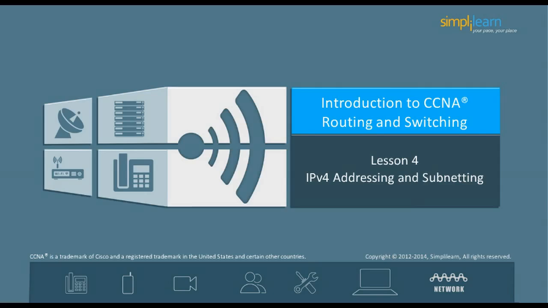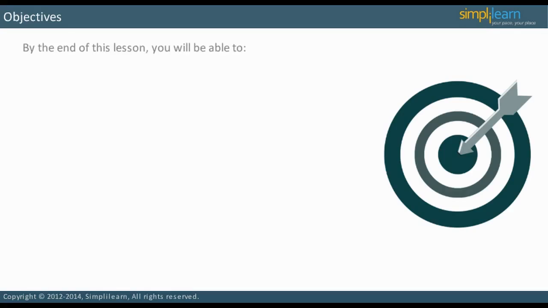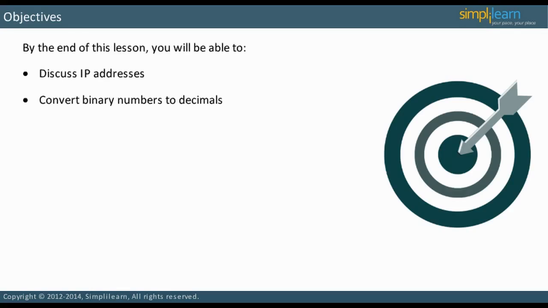In the previous lesson, we focused on layers 7, 3, and 4 of the OSI model. In this lesson, we will discuss IPv4 addressing and subnetting. Let us begin with the objectives of this lesson in the next slide. By the end of this lesson, you will be able to discuss IP addresses, convert binary numbers to decimals, discuss classes, create subnets. Let us begin with an introduction to IPv4 addressing.